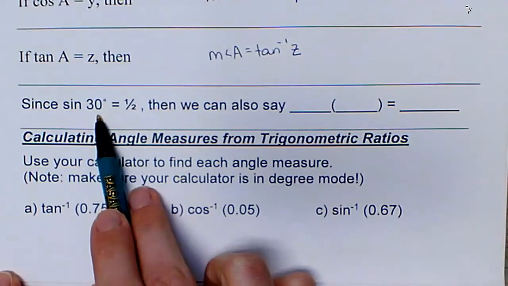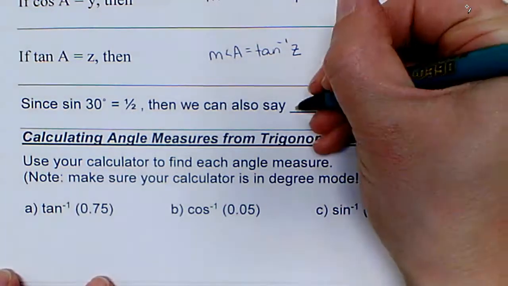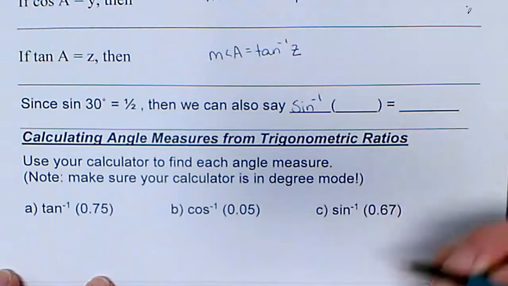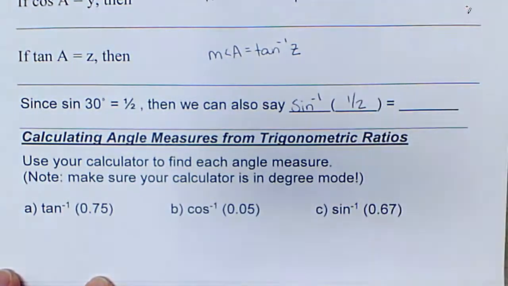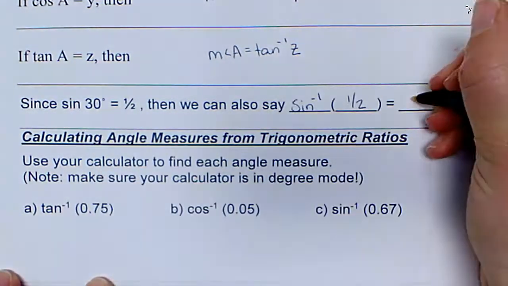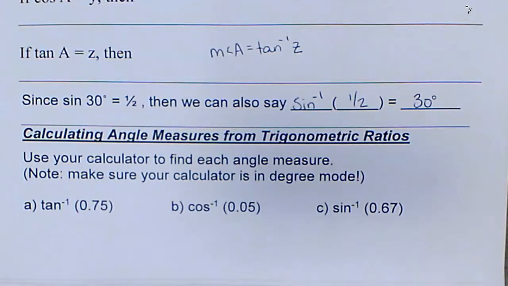Since sine of 30 degrees equals 1/2, and we saw that in our last set of notes, then we can also say that sine inverse of 1/2 is equal to 30 degrees. So we can switch the way that we write these, and it gives us angle measures instead of ratios for side lengths.